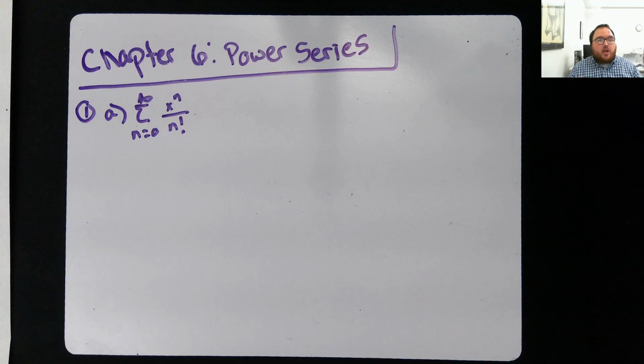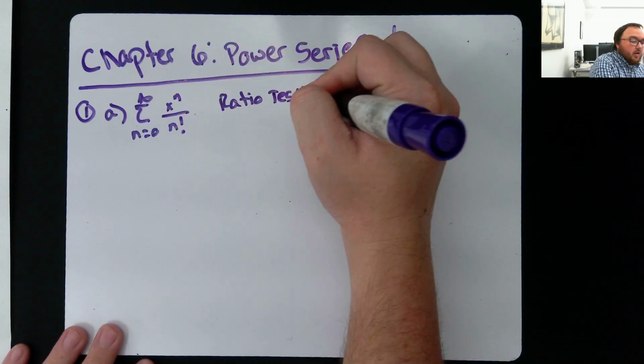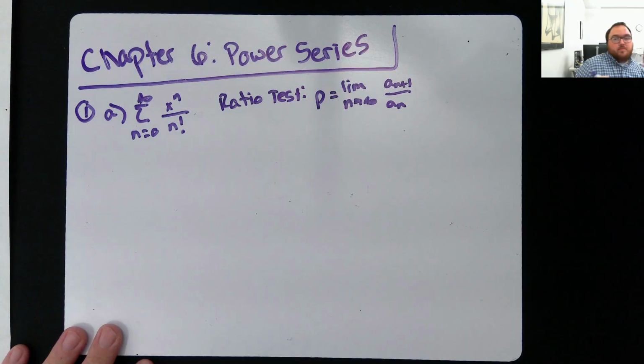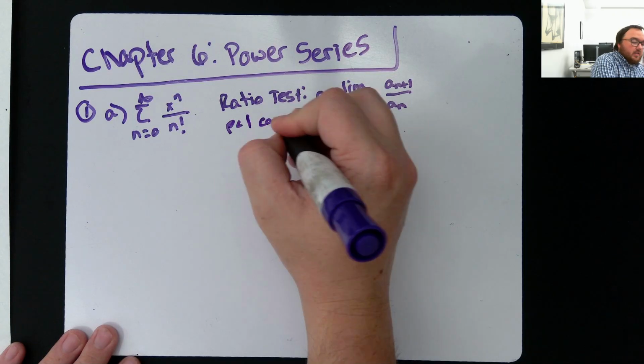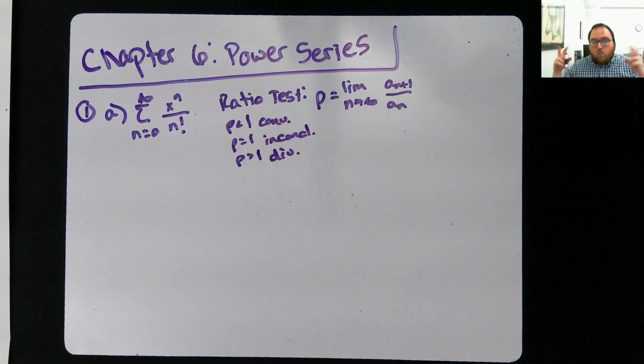So remember the ratio test, just as a recap. The ratio test says I want to find rho, which is the limit as n goes to infinity of a n plus 1 divided by a n. I want to find that. If rho is less than 1, it converges. If rho is equal to 1, it's inconclusive. And if rho is greater than 1, it diverges. Again, I use this whenever there's anything weird, right? So, got something weird, let's use that.